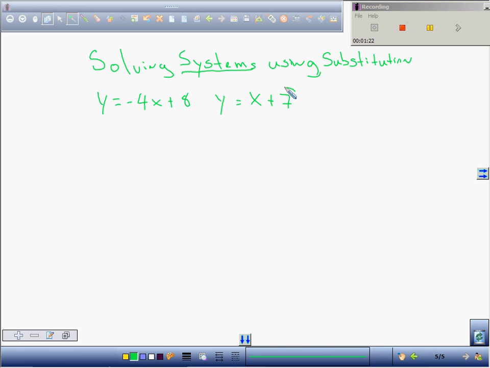So what I do is, since this says y equals, and the other equation says y equals, and what I'm trying to find is where y is the same in both cases, I take this and I put it in there for y. The reason I do that is I end up with an equation that only has one variable. So x plus 7 equals negative 4x plus 8.